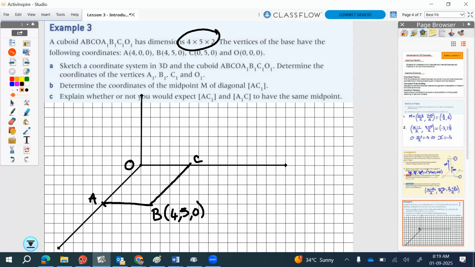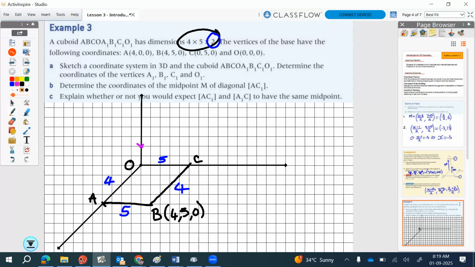Well, this length here was 4, and this length here was 5, so this length here is 5, and this length here is 4. So the z direction has to be this length here of 2. So if we go up by 2, we can go to here, we get this point here.